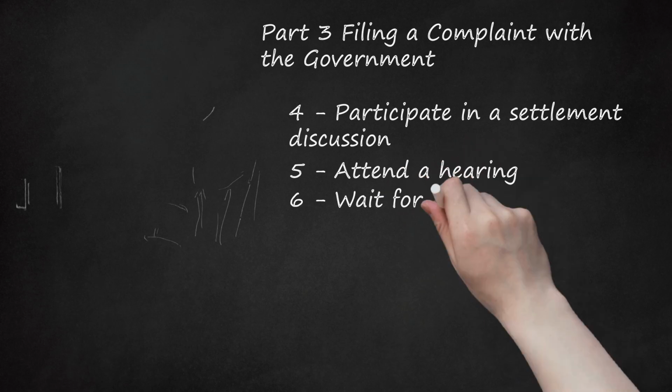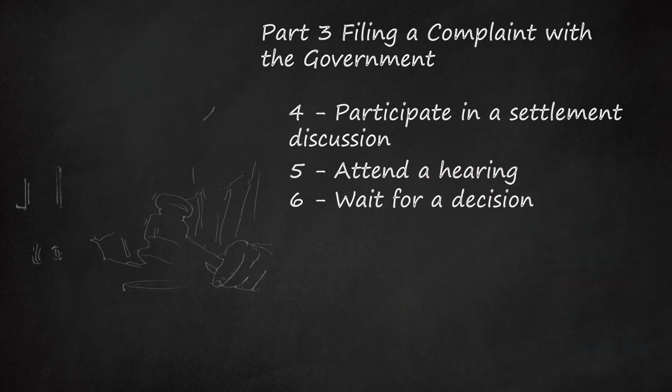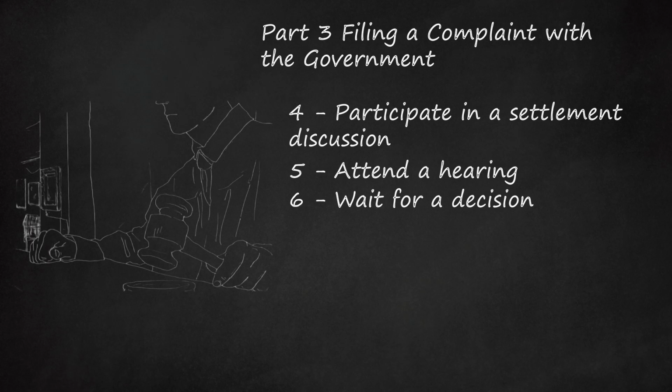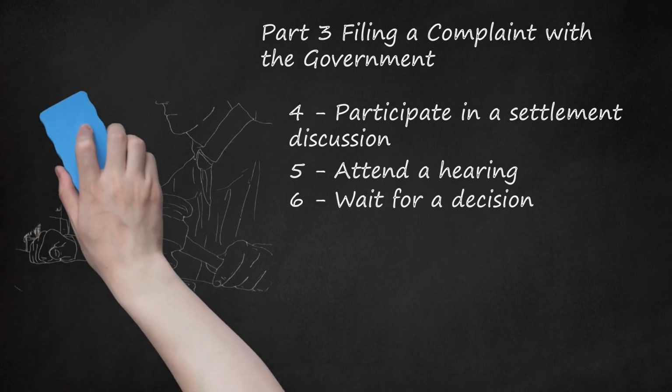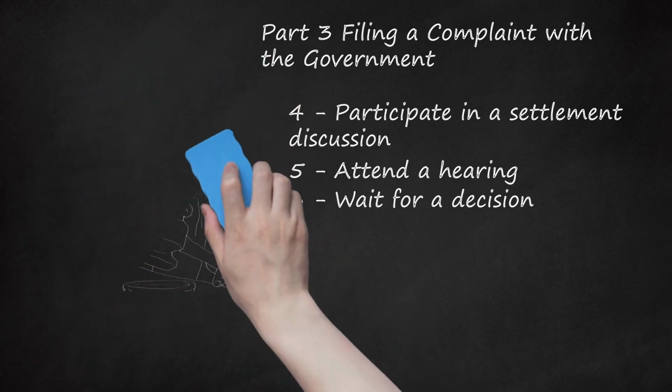6. Wait for a decision. The administrative law judge who hears the case will make a decision, which will be mailed to you. If you lose, then you may have the right to file an appeal. The letter containing the judge's decision should include instructions on how to appeal the decision. If you still have questions about the appeals process, contact the agency that investigated your claim.